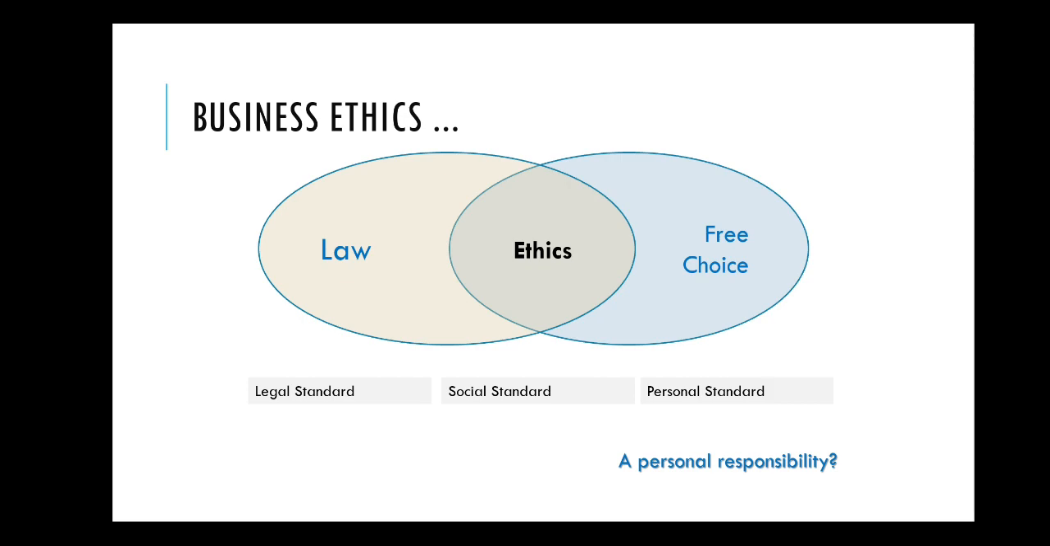Ethical activity or action is something that you do, and sometimes something that is ethical is not against the law. But if something is against the law, it is always unethical. Okay, but you can see here free choice and law have distinct overlaps. The overlap between law and free choice is called ethics.